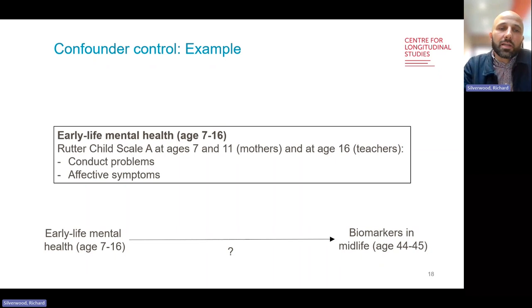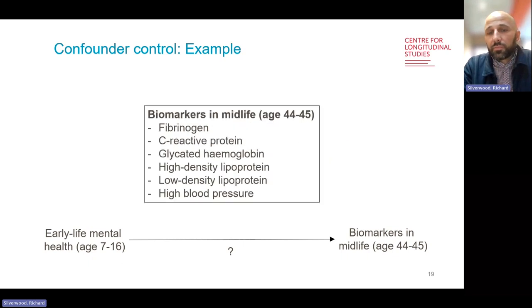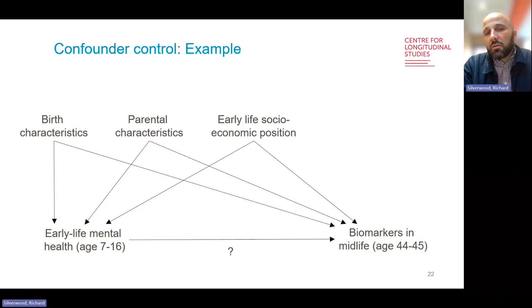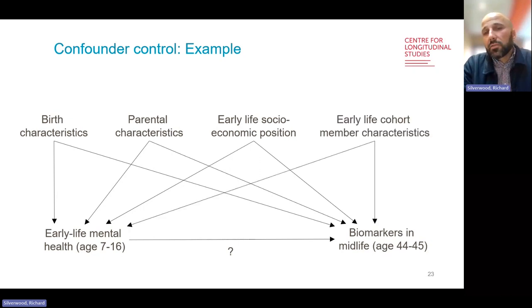So the way that our exposure here, early life mental health, is parameterized is in terms of conduct problems and affective symptoms. There's a number of biomarkers at age 44 to 45 that are considered. I'm not going to read through these lists of variables every time. It's just an illustrative example, so I don't think we need to dwell on the details. So which types of variables might we be concerned about being potential confounders in this sort of analysis? Well, there's probably characteristics to do with our cohort members when they were very young or at birth, characteristics to do with their parents, early life socioeconomic position of the cohort members themselves, and other early life characteristics of the cohort members. And these sorts of variables, we collect very rich data on.